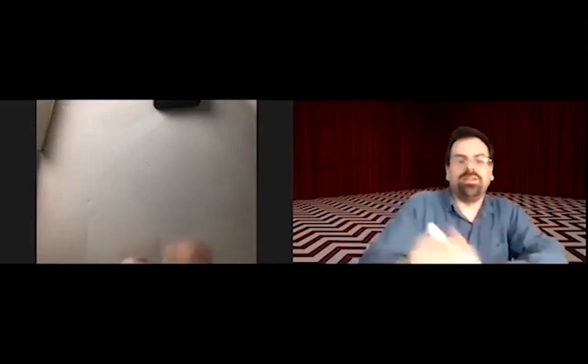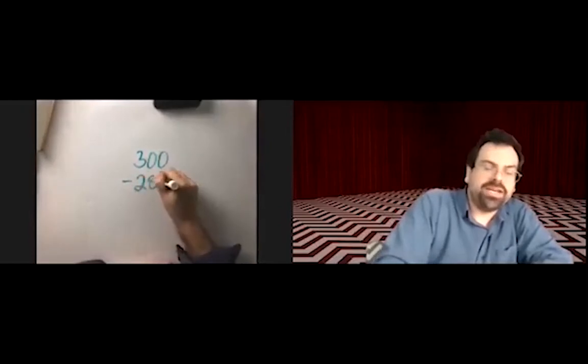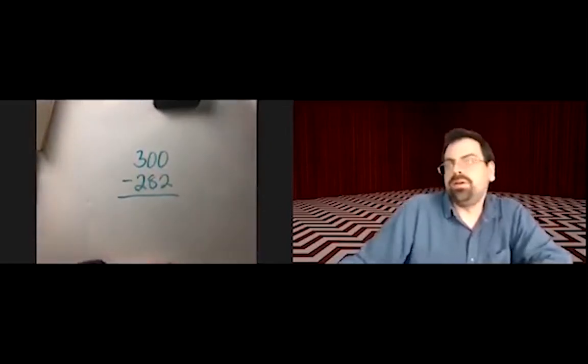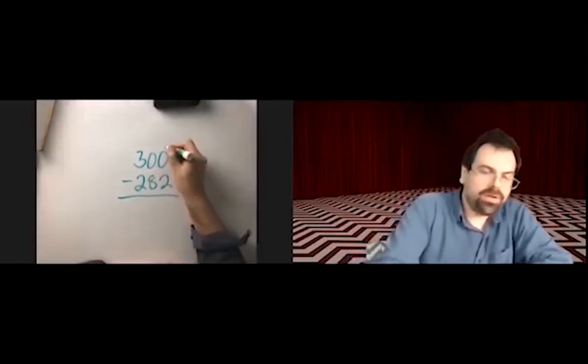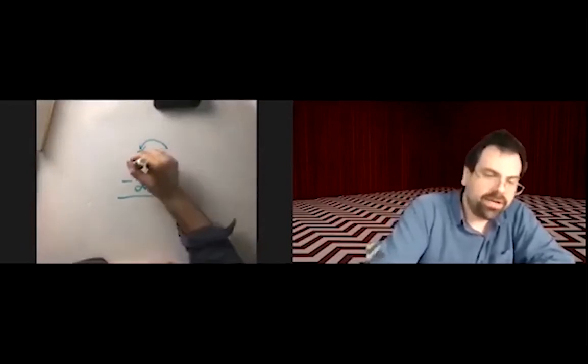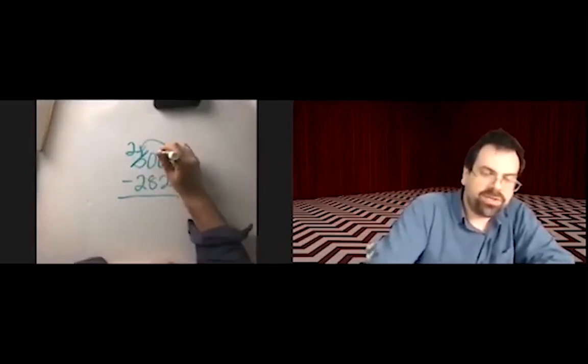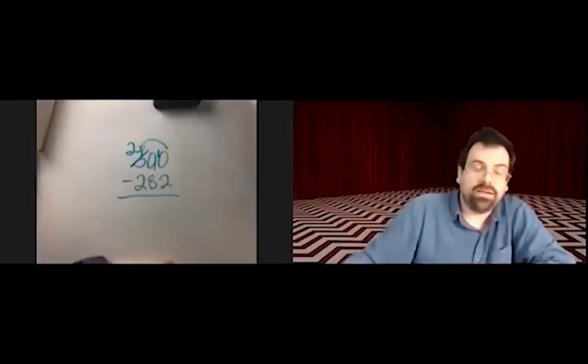Looking for a good one in the homework. 300 minus 282. We need to borrow. We can't borrow from the 0, so we skip over it. We borrow from the 3. Turns the 3 into a 2. This becomes a 10 like we want, and the 0 we jumped over becomes a 9.